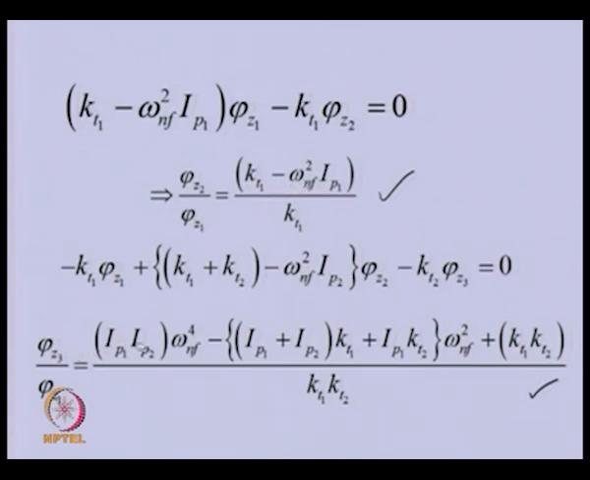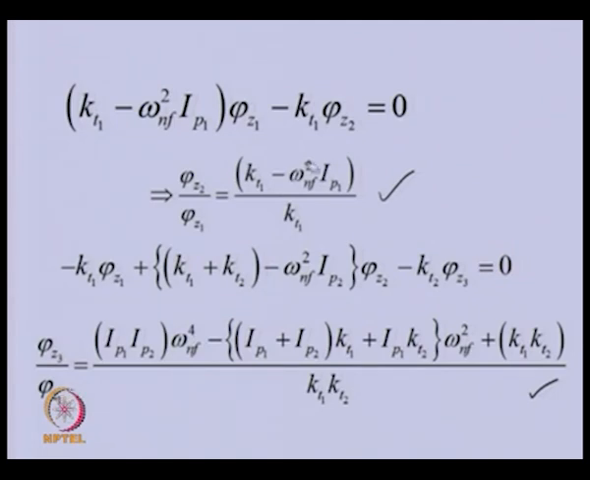Similarly, for 0 natural frequency, this term and this term will vanish. So, the remaining term will give us the relative displacement between disk 3 and 1. The same exercise we can do for the second natural frequency, which is a non-zero value. If you substitute that here, we will get the relative displacements corresponding to the second natural frequency. Here, we will get the relative twist between disk 3 and 1.